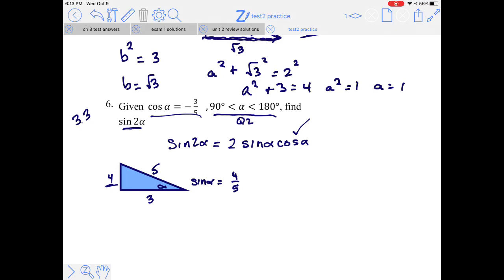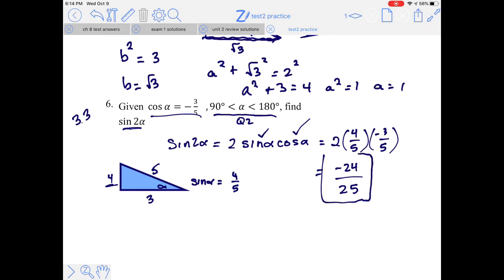And from here, it's relatively painless because we now know what the sine of alpha equals. So we just need to replace this with 2. And then the sine of alpha is 4/5. Cosine alpha was negative 3/5. And then 2 times 4 is 8. 8 times negative 3 is negative 24. Negative 24 25ths. Not for double angles. Where that comes into play more is our half angles.